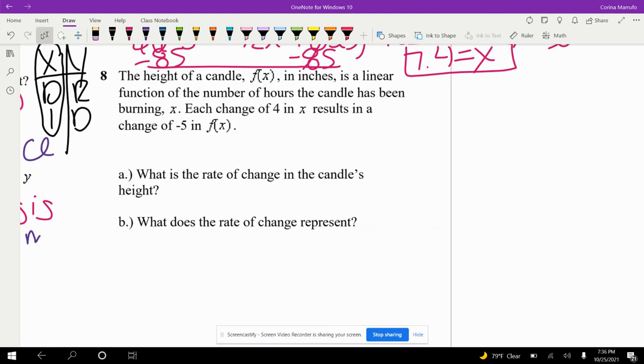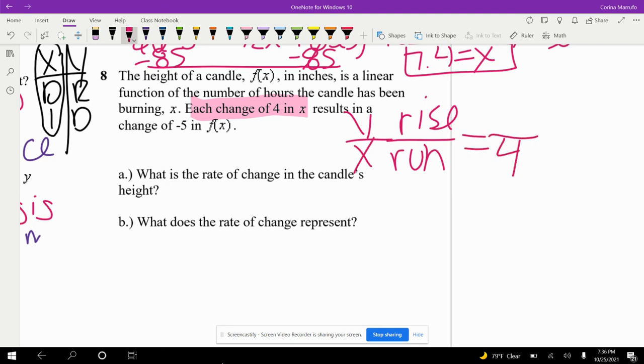Okay, the next one says the height of a candle f of x in inches is a linear function of the number of hours a candle has been burning, x. Each change of 4 in x results in a change of negative 5 in f of x. What is the rate of change? So here it says each change of 4 in x, remember it's rise over run, which your rise is your y values and your run is your x values. So the 4 should go on bottom, and then negative 5 should go on top. Negative 5.